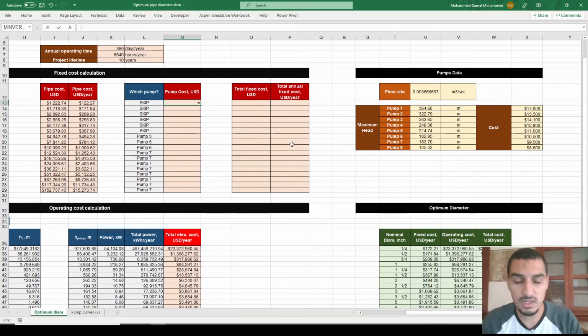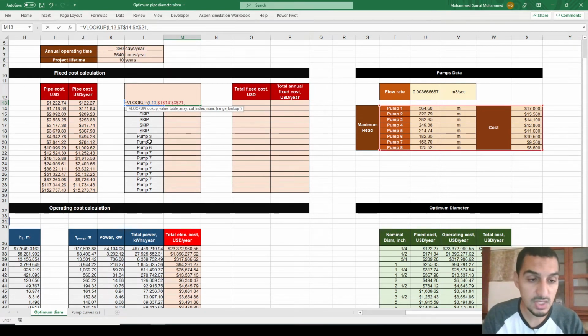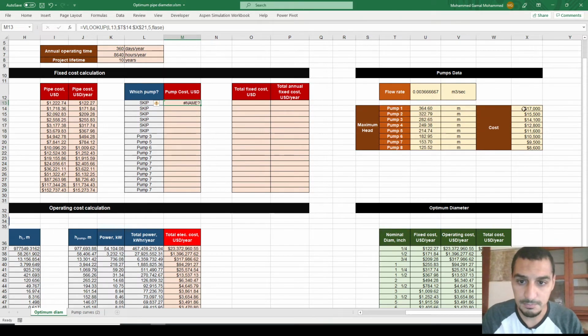Now I need to, in this cell, I want the software to find out which price corresponds to the pump that I have. So it's going to be a simple VLOOKUP function. It's going to look up the value of the pump name here, and in this table I'm going to click F4, because I don't want the table to change. Then this is column number 1, 2, 3, 4, so it's column number 5. I want it false because it's an exact match.